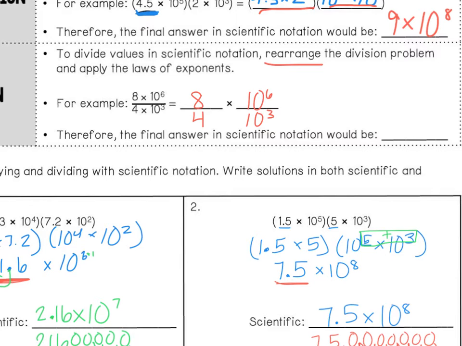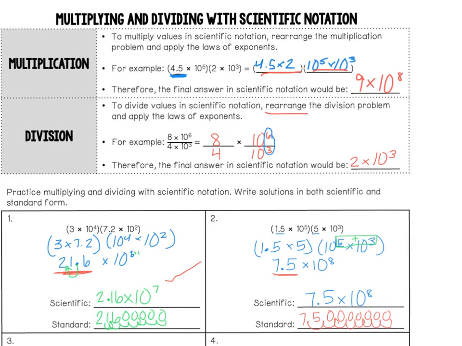So 8 divided by 4 is 2 times, and we're going to use our law of exponents to divide 10 to the 6th power divided by 10 to the 3rd power. And because we're dividing, we're going to subtract our exponents and keep our base. So our base is going to stay as 10. 6 minus 3 is 3, so our answer is 2 times 10 to the 3rd power. We're going to move on to some examples.